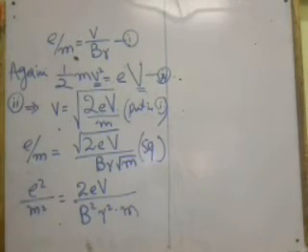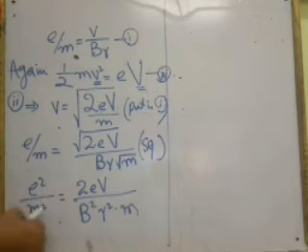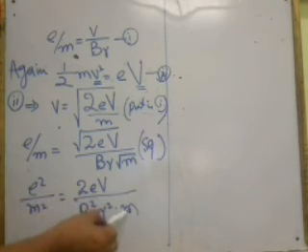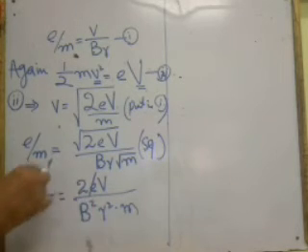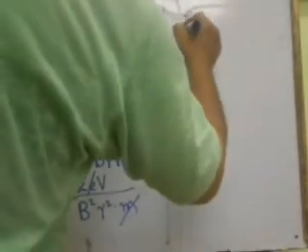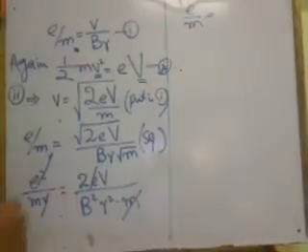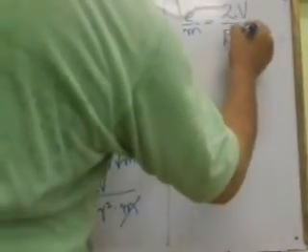Now we have e square over m square on the left side and e over m on the right side, so we can cancel one e with this square and one m with this square. So we have e over m is equal to 2V divided by B square r square.